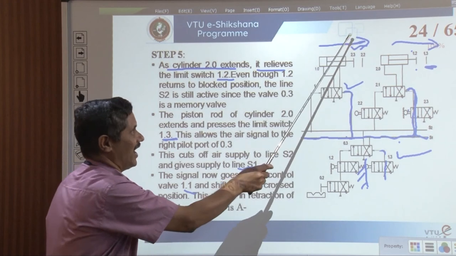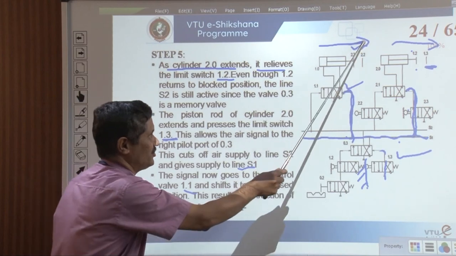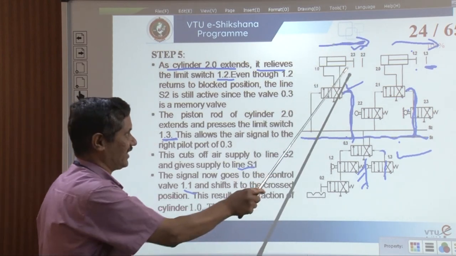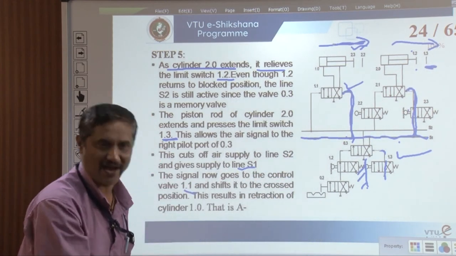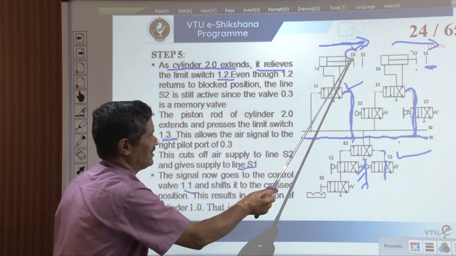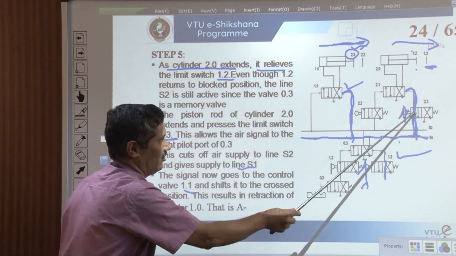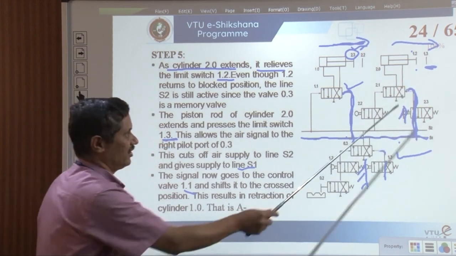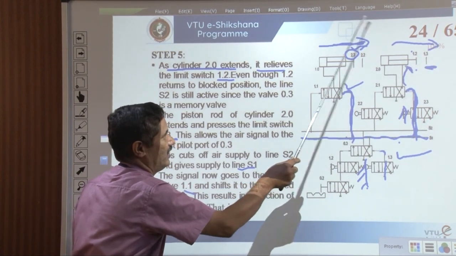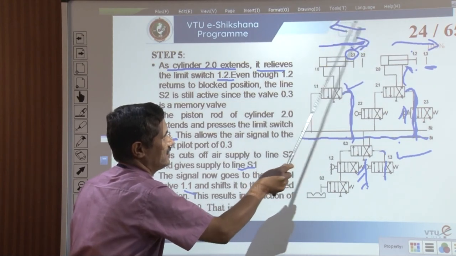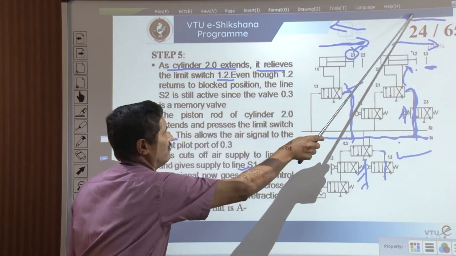So that means after this signal goes here and ensuring that the first cylinder gets retracted and hits 2.3, the cylinder B retracts. So that means after this hits 2.3, this gets pressed. So then only the line gets charged here. So that results in pushing this air signal to this side, and now we have done this. Now after this hits this and this gets pressed, then we can move this.